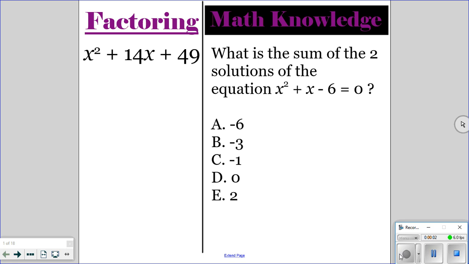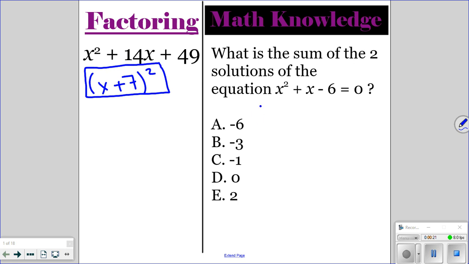All right, so y'all go ahead and do the factoring and the math knowledge question for today. Pause the video, and then once everyone is finished, you can unpause the video, and I'll go over the correct answers. So for the factoring, you're going to have (x + 7)². If you want to write it as (x + 7)(x + 7), you can. Either one of them is fine with me.